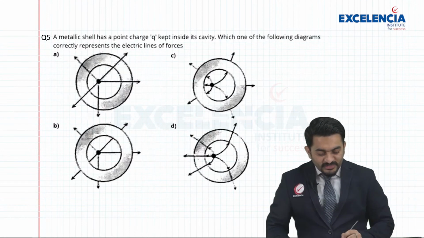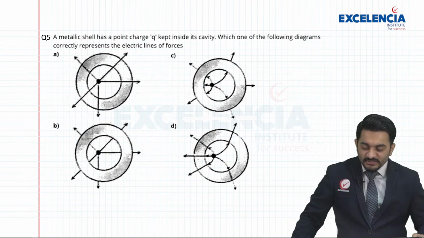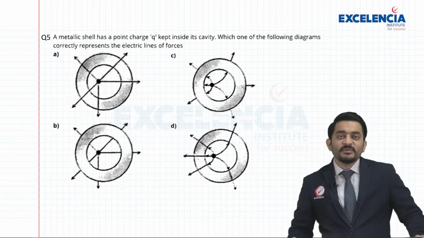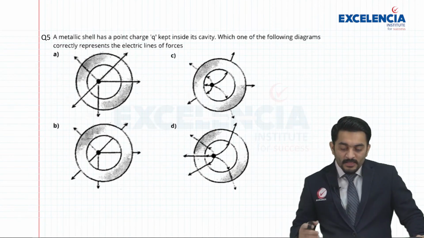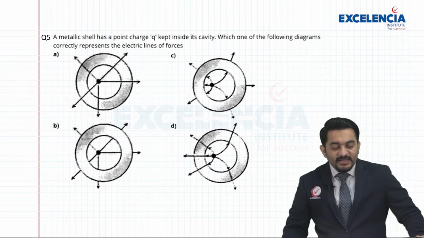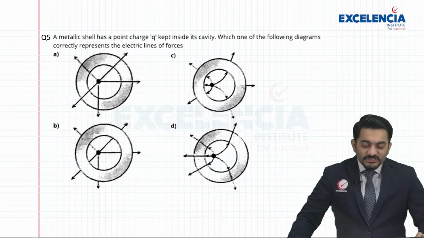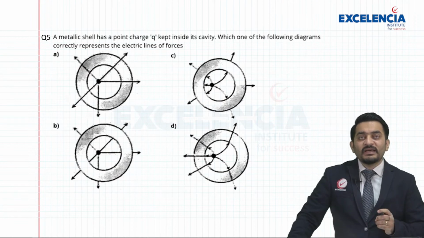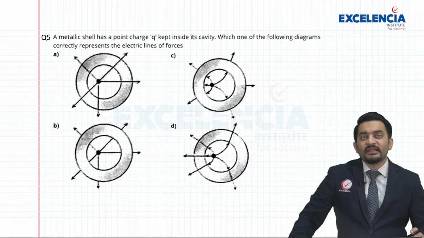Now let's move on to the next question. Here we have my question number 5, which says: a metallic shell has a point charge q kept inside its cavity. Which one of the following diagrams correctly represents the electric lines of force?